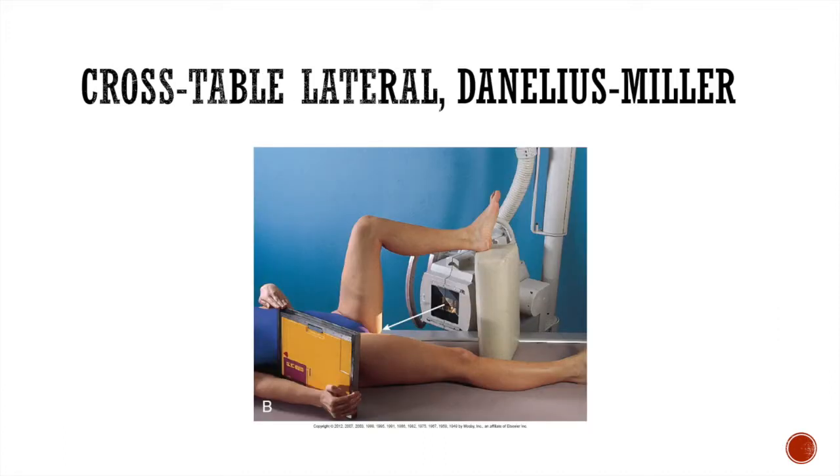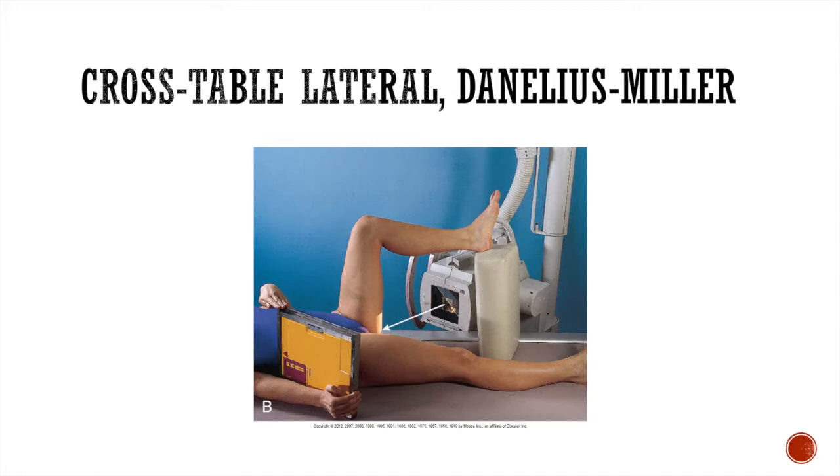For the cross-table lateral projection, also known as the Danelius-Miller projection, it's performed when the patient has a suspected hip fracture on a particular hip, which could be the right or the left. In the picture shown below, this patient has a suspected right hip fracture, so the affected leg is extended and the unaffected leg is flexed. A 10 by 12 inch IR with a built-in grid or a grid placed in front of the IR is going to be in lengthwise position placed vertically, and you can have either the patient hold it in place, or it could be placed in an IR holder.